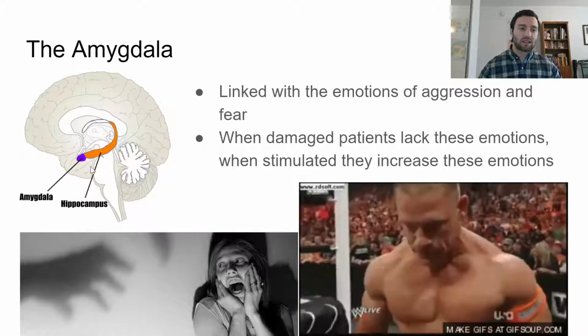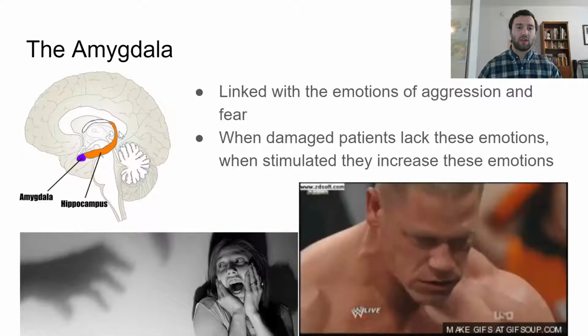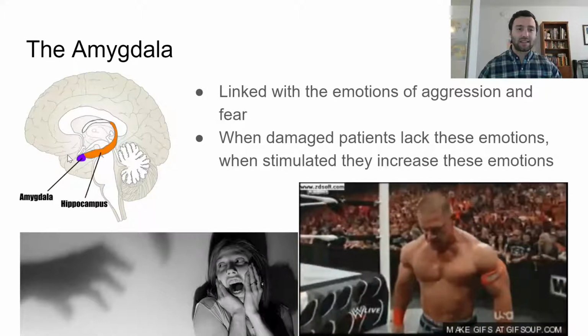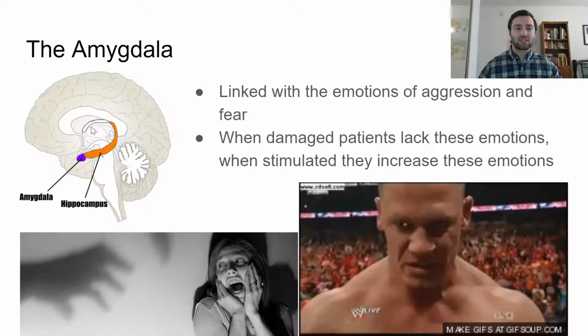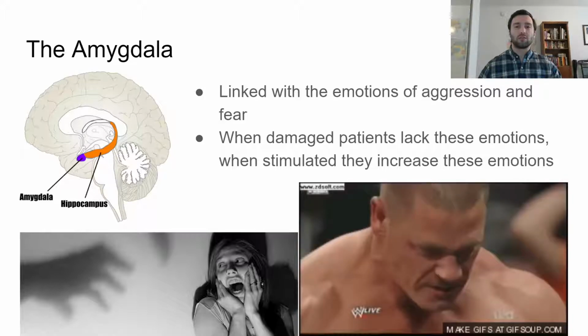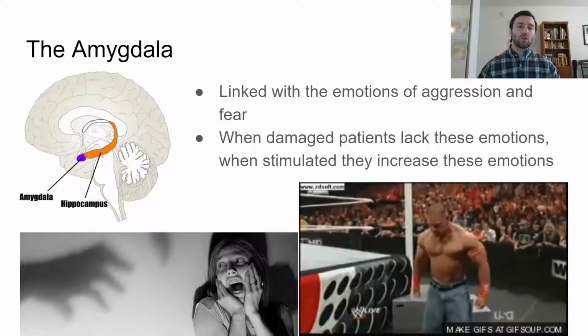So the first piece we're going to look at is the amygdala. The amygdala is a tiny, pea-sized little ball at the end of the hippocampus. We haven't talked about the hippocampus yet, but we will. It's at the end there. Again, there's one on each side, left and right, this little pea-shaped ball at the end. The two big things that the amygdala is connected with are the emotions of fear and aggression, or anger.